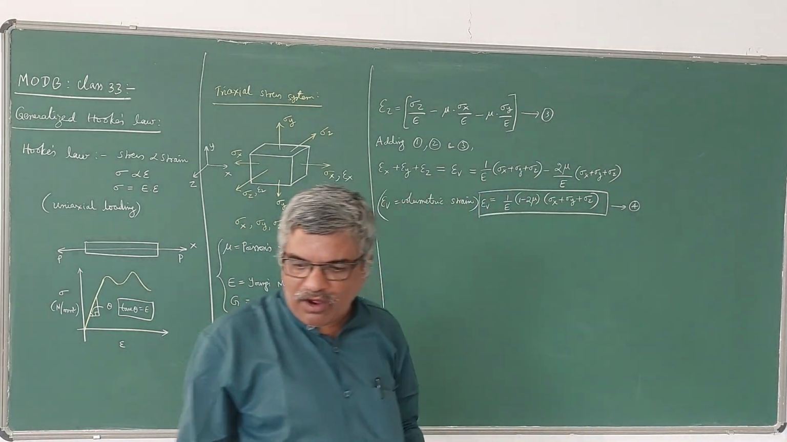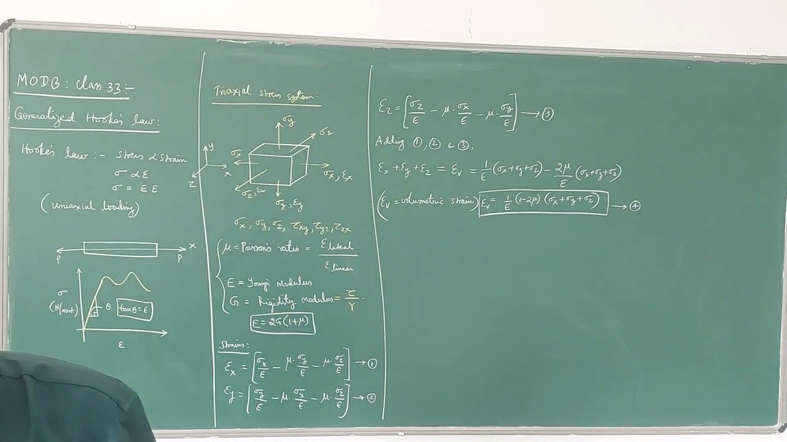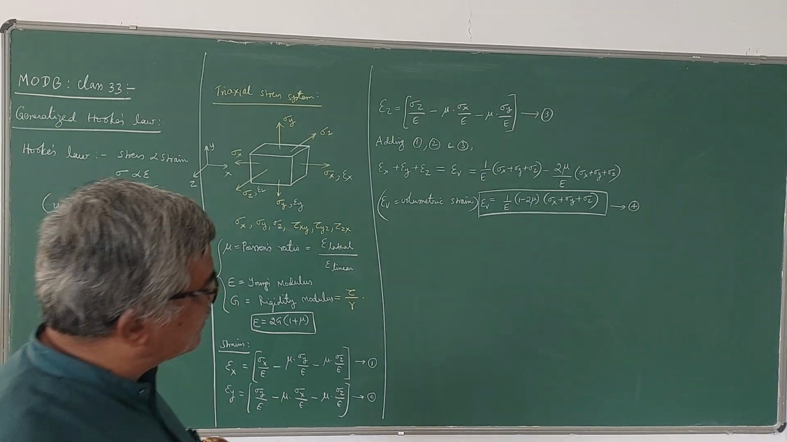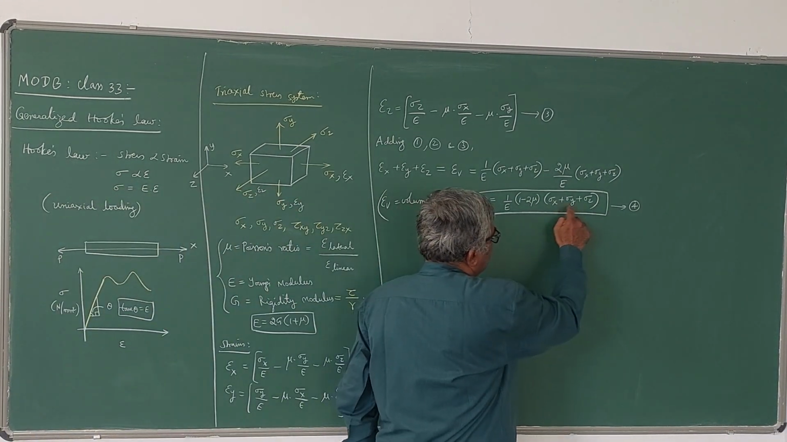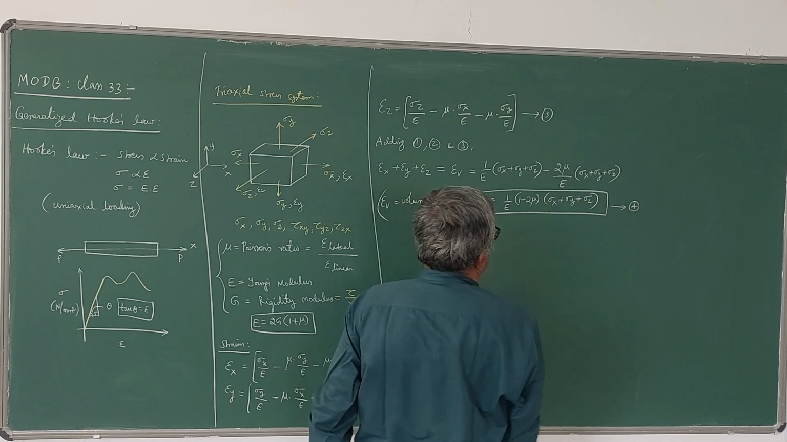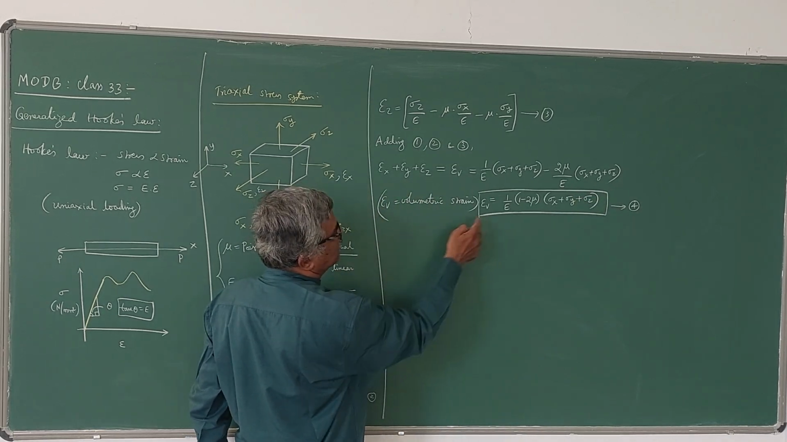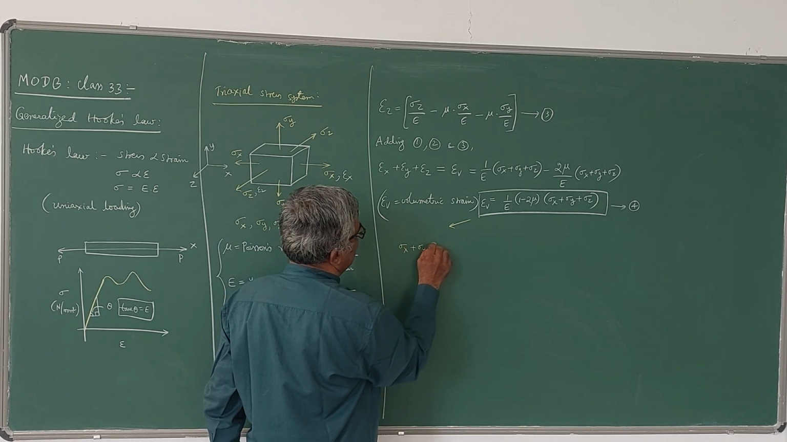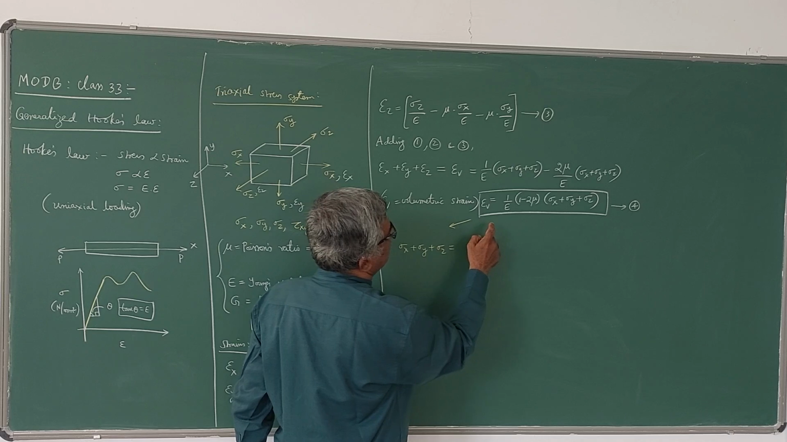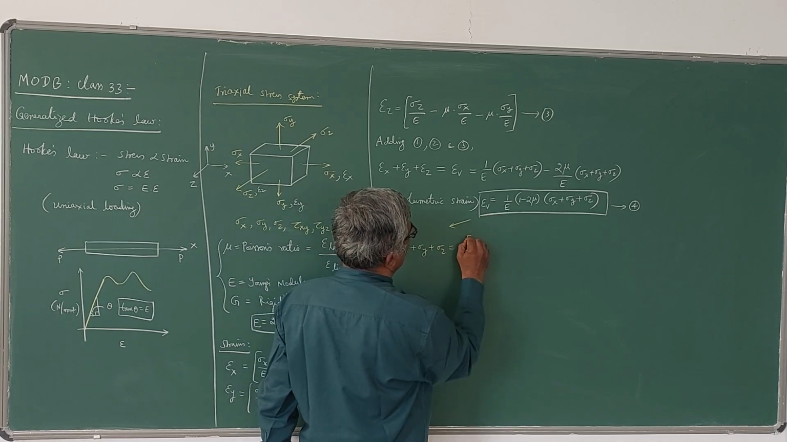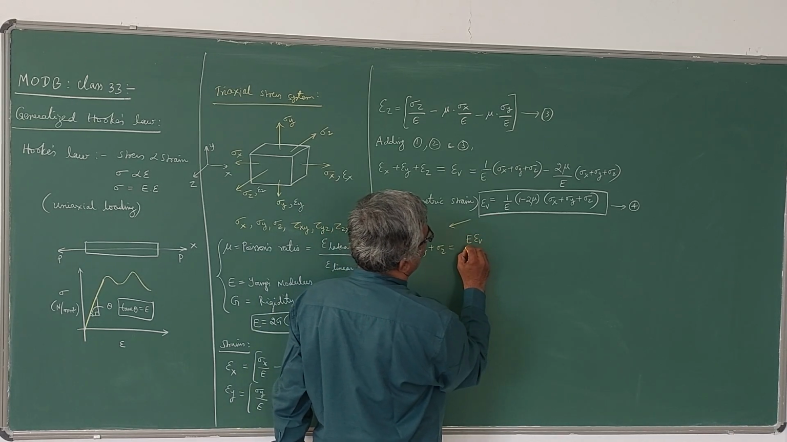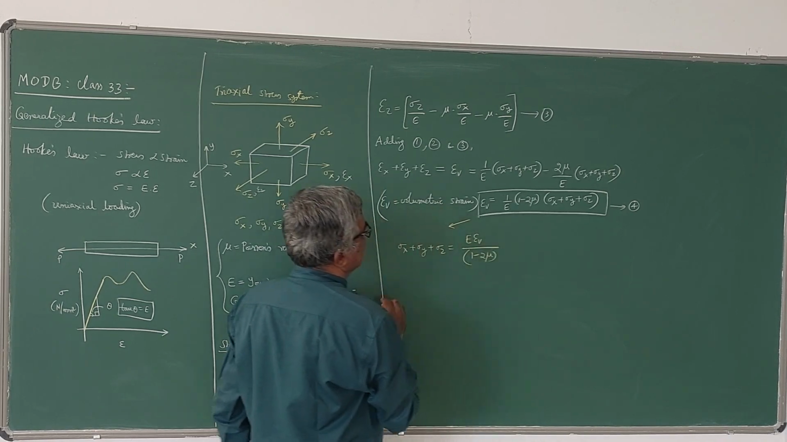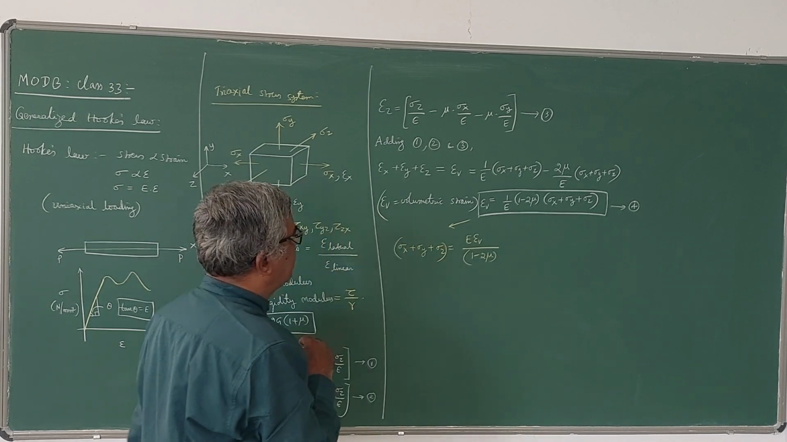plus sigma z. Now after getting this, what we can do here is take the expression for sigma y plus sigma z. I want only sigma y plus sigma z. So this is a simplification I have to do. From this, sigma x plus sigma y plus sigma z will be equal to E into epsilon V divided by 1 minus 2 mu. I think we can get it like this. Okay, this is what we have.